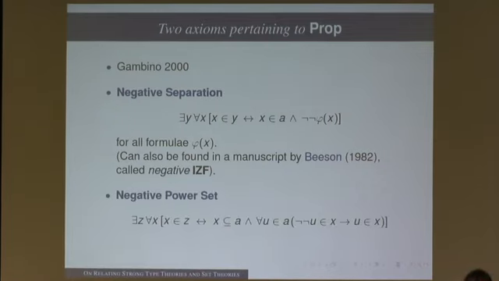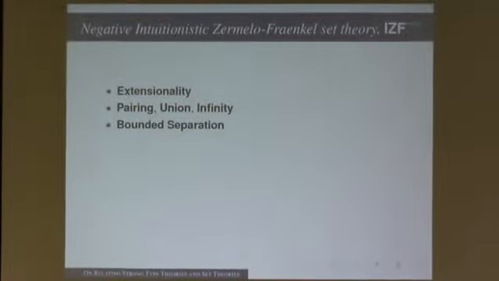And you get not the power set, but the negative power set. Yeah? And so these axioms are somewhat results of interpreting set theory into the type theory with Prop. Okay. So this gives rise to a theory called negative intuitionistic Zermelo.